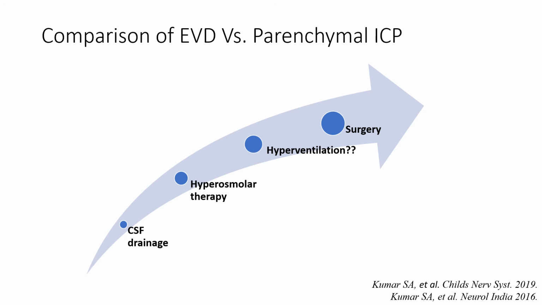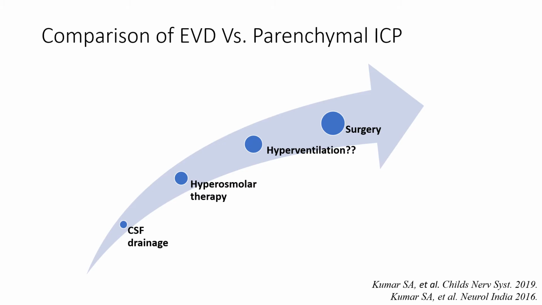One major advantage of EVD, as we have also done and published, is CSF drainage. Before you start any specific ICP-targeted treatment, the first step is to drain CSF and reduce the intracranial pressure. Even after CSF drainage, if ICP does not come down, then you have to give mannitol or hypertonic saline. And even if that ICP does not come down, we don't give hypothermia. It is not found to be useful.